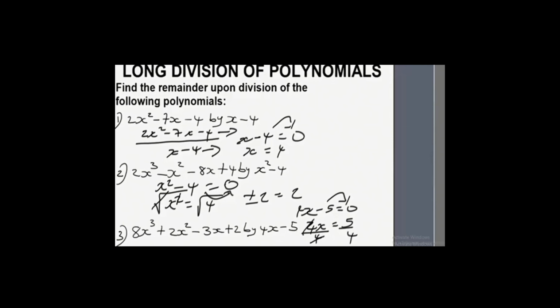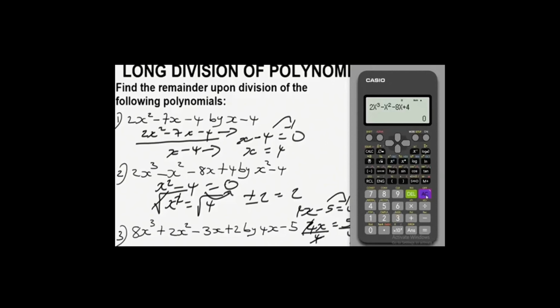Right now we're going to store 5 over 4 on the calculator. Let's clear, guys. Very important. Press shift 9, press 3 to clear all. So let's store 5 over 4 on the calculator.